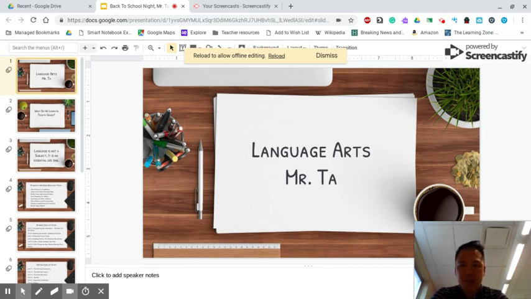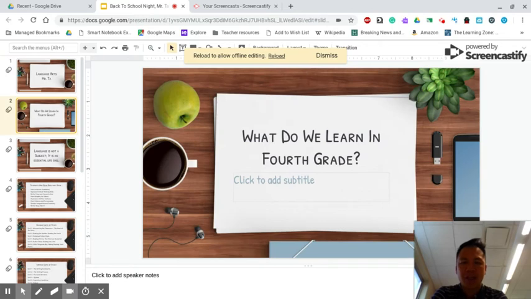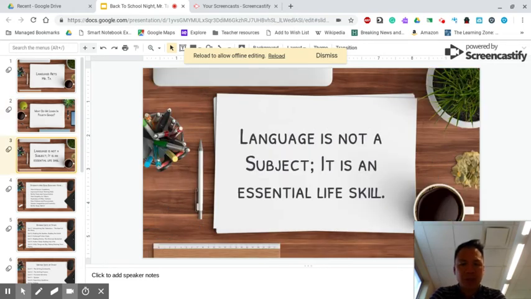I'll be teaching your students reading, writing, and for some of them, vocabulary and word study this year in fourth grade. I just wanted to go over what it is that we actually learn in fourth grade, so you understand. The thing I really want to focus on is the fact that when we do language arts, language is not a subject, it's an essential life skill. The students need to know how to read and write in order to function in society and be good citizens.